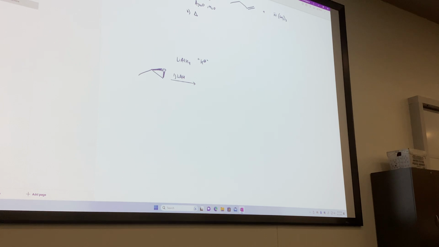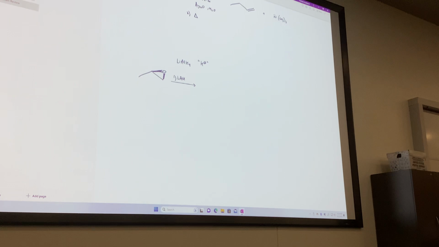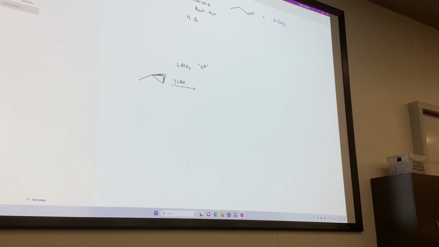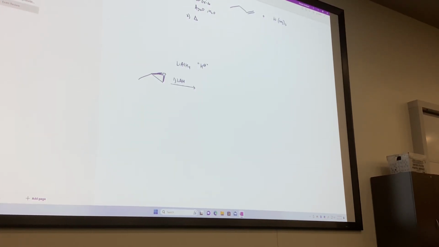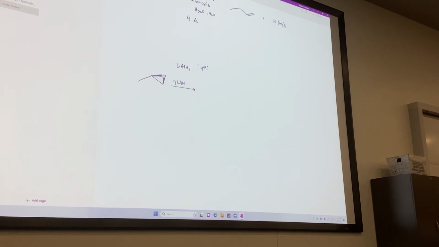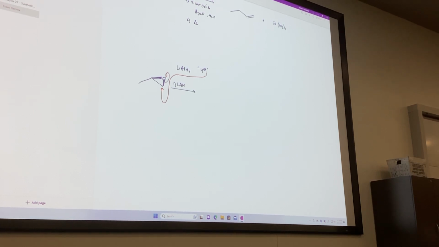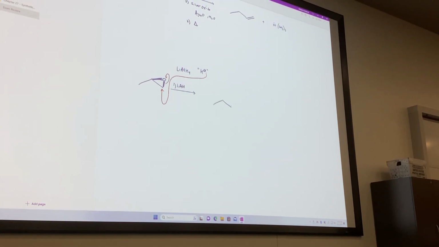I heard both answers. This would be negatively charged, so we'd say it's basic, right? We think of acidic as our proton, or H+, and our hydride is the antithesis of that. So that means this nucleophile is going to attack where? The least substituted position, which is right here, and then it does this.